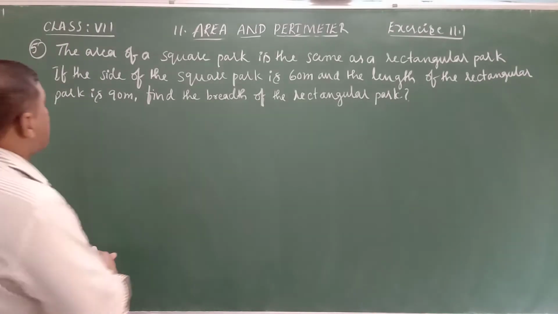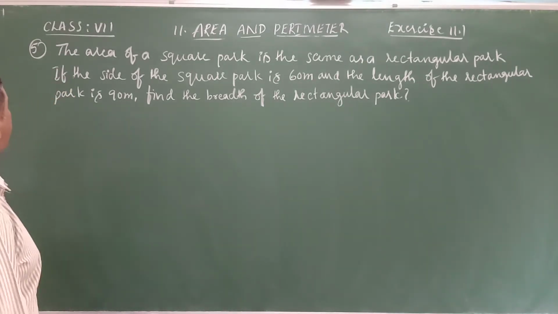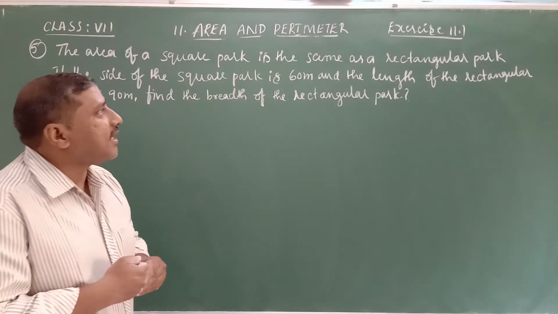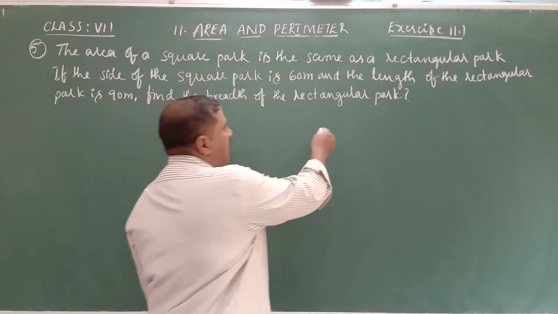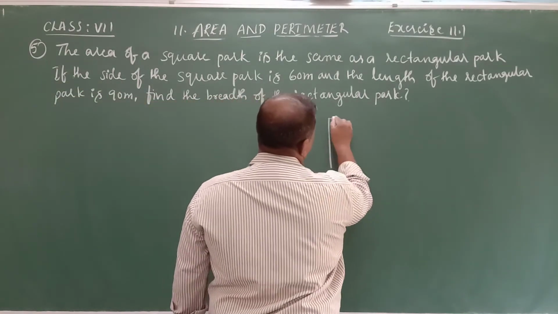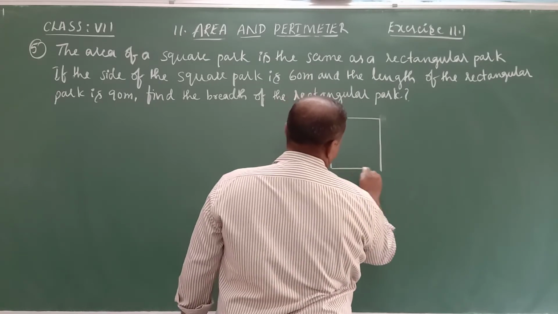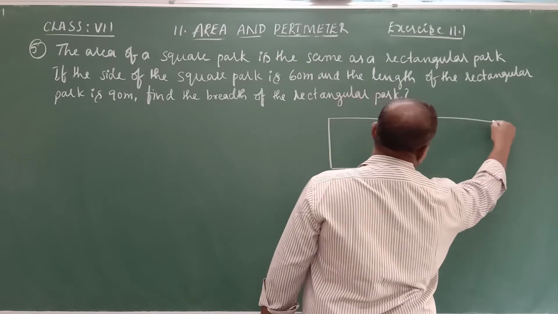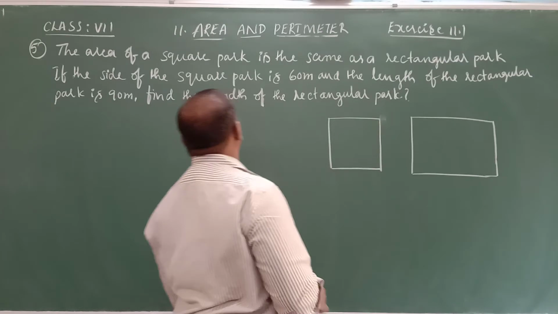Now we will discuss question number 5 from exercise number 11.1. The area of a square park is the same as a rectangular park. So here two parks are there, one square park and one rectangular park. They have the same area. This is a rectangular park and one is the square park. They have the same area.